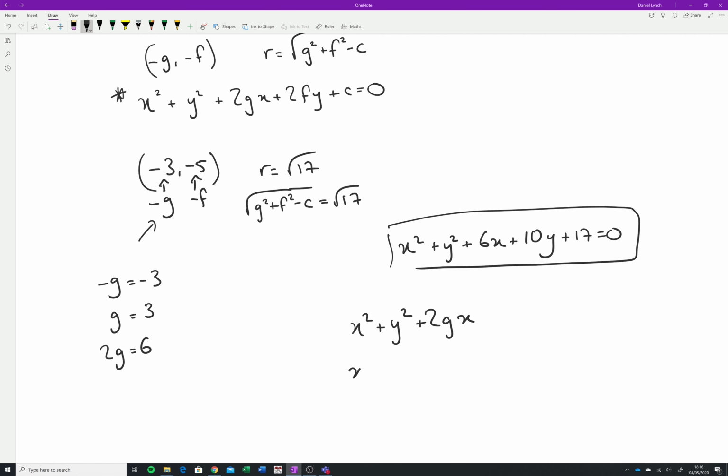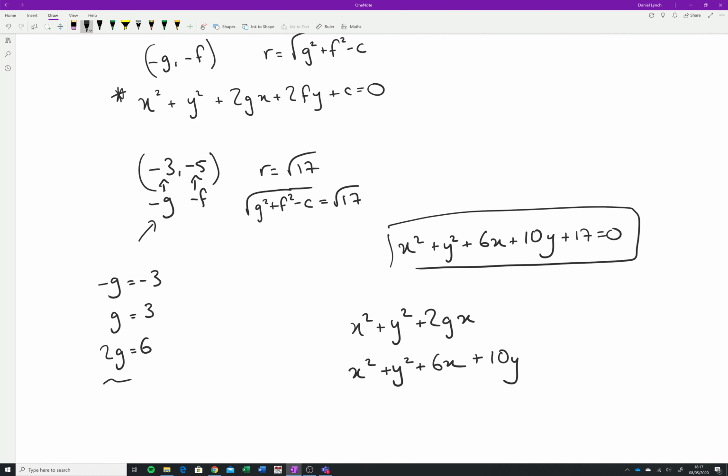So we can say that x squared plus y squared plus 2gx, so 2g is 6, so that's 6x. Done. Or what you can do is you can just take that value and multiply it by minus 2, like we said. Simple as that. And you can do the same thing for this value now, and take that and multiply by minus 2. It's just going to give you 10y.